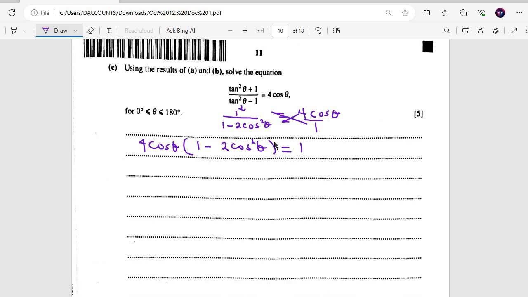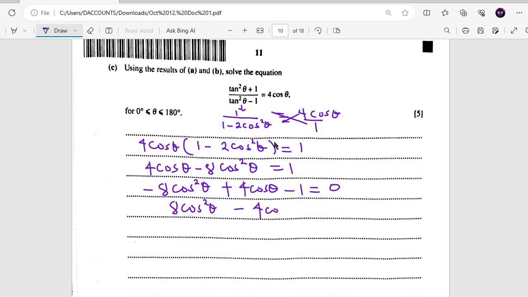So open the bracket, that will be 4 cos theta minus 8 cos squared theta equal to 1. So we arrange as minus 8 cos squared theta plus 4 cos theta minus 1 equal to 0. Multiply through by minus because of this minus, that will give 8 cos squared theta minus 4 cos theta plus 1 equals 0.